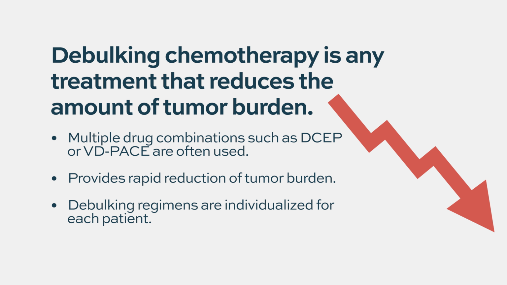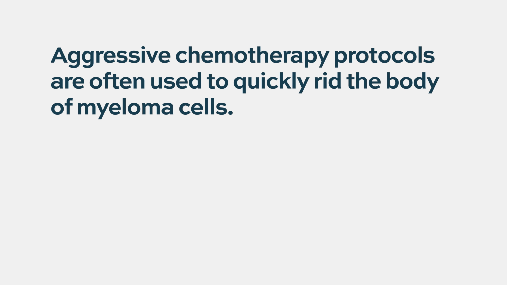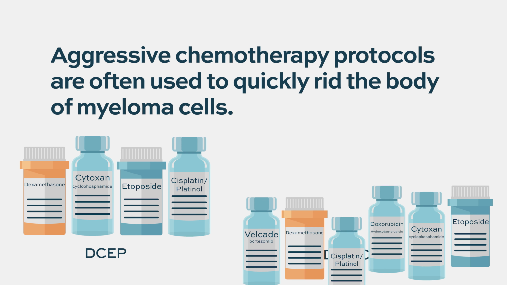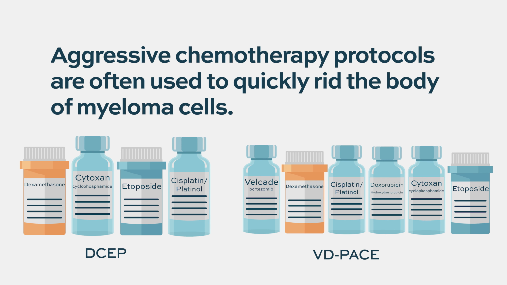Tumor debulking really depends on each patient, and it's individualized because we want to know what therapies they've had previously, what therapies are available that they're likely to respond to, and what their response rates have been previously. But often if we want really quick debulking before we take them to a therapy, if there's a lot of disease around, things like DCEP chemotherapy, which is a 4-drug combination, or VD-PACE chemotherapy, which is also a combination of chemotherapy agents, is often used.